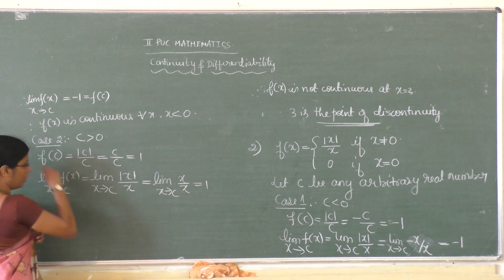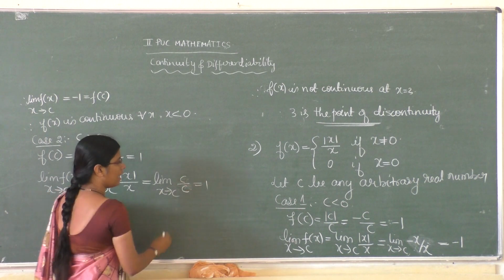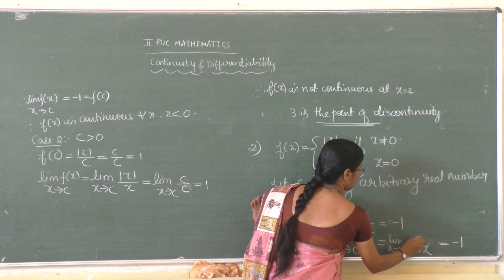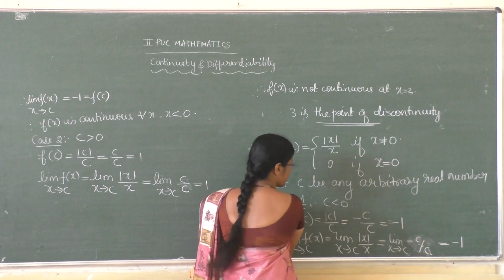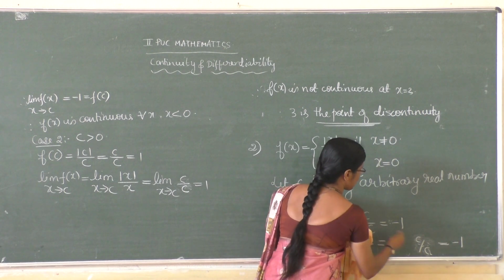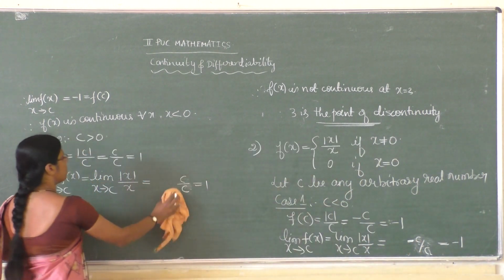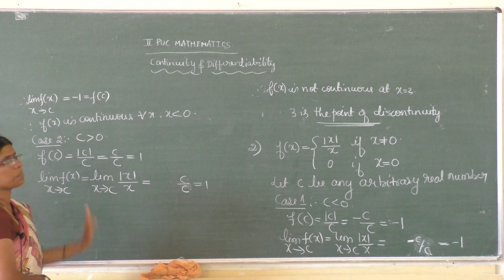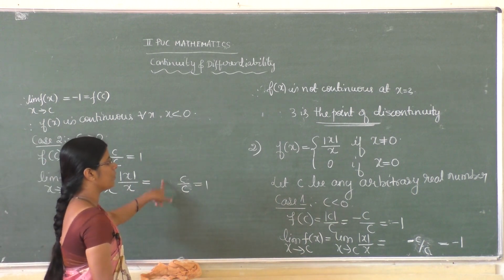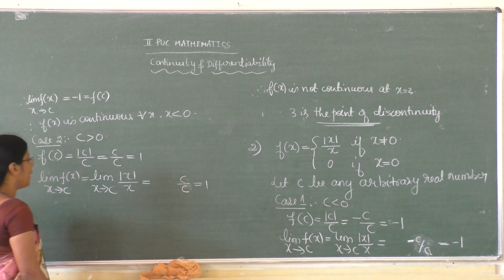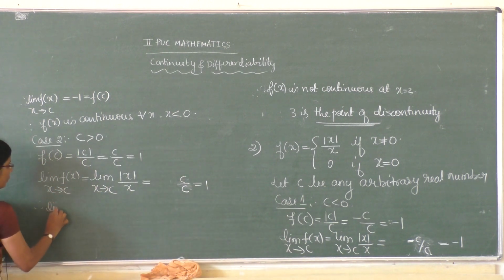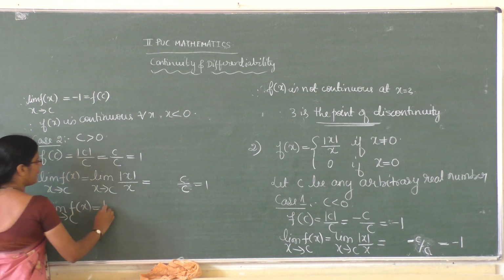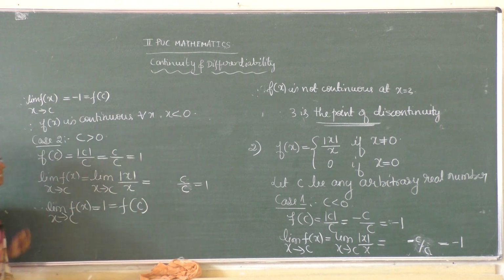Here limit is not required. Directly we take this as minus c by c in the earlier case, and here that is plus c by c, which equals 1. That is a better way to write this. c by c equals 1, while minus c by c equals minus 1. Therefore we can conclude that limit of f of x as x tends to c equals 1, which equals f of c.